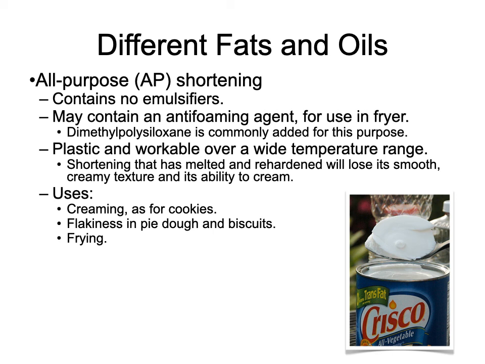It may contain an anti-foaming agent, and the idea there is that it won't get foamy when it's used in a fryer. So when you're trying to, let's say, make your own French fries at home, it won't foam up. So this diethyl polysiloxane is commonly added for this purpose. It's very workable and pliable over a wide temperature range. Really good for creaming, for making cookies, pie dough, biscuits. It's really very useful stuff. This is your basic Crisco.